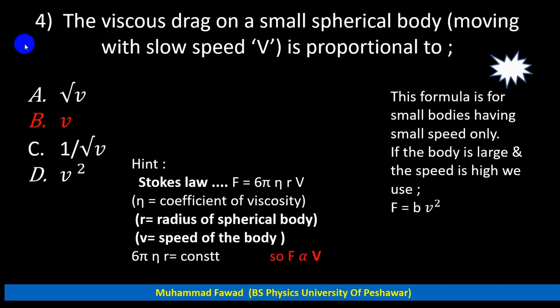MCQ number 4 है: the viscous drag on a small spherical body moving with slow speed is proportional to under the root v, 1 over under the root v, v, or v square. This question can be solved by using Stokes law, and we know that Stokes law is F equal to 6 pi eta rv. In this formula, F is directly proportional to v. Therefore, here the correct option is B, which is v.